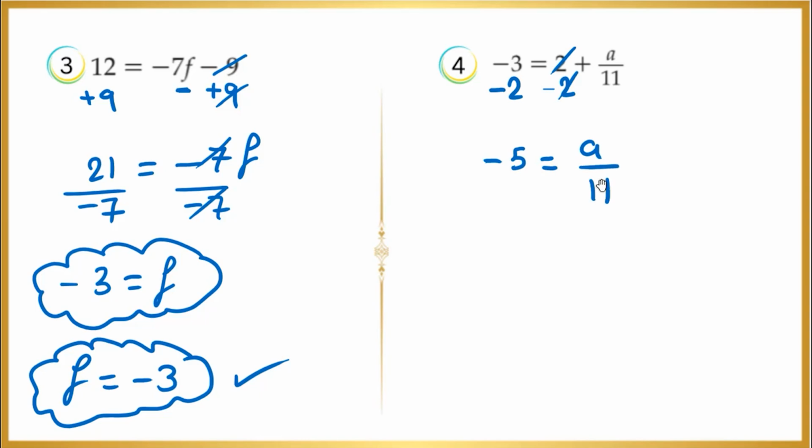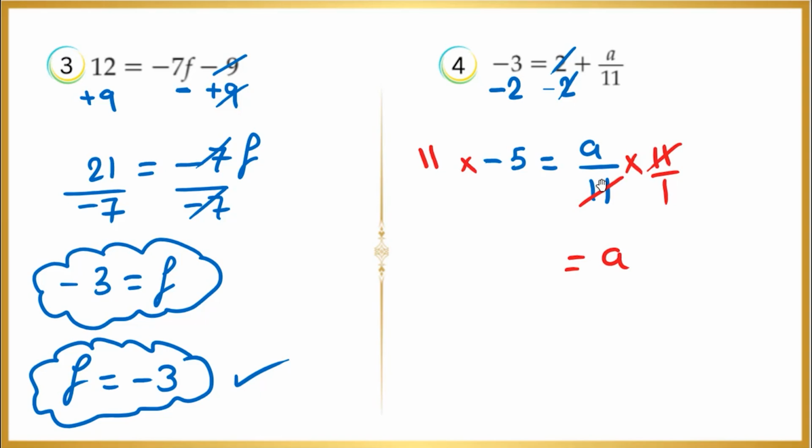Now, how can we cancel this 11? The relation between a and 11 is division. The opposite of division is multiplication. To cancel it, we can use multiplication. Multiply by 11 on both sides. This 11 is like 11 over 1. Cancel 11 up with 11 down. We have just a.